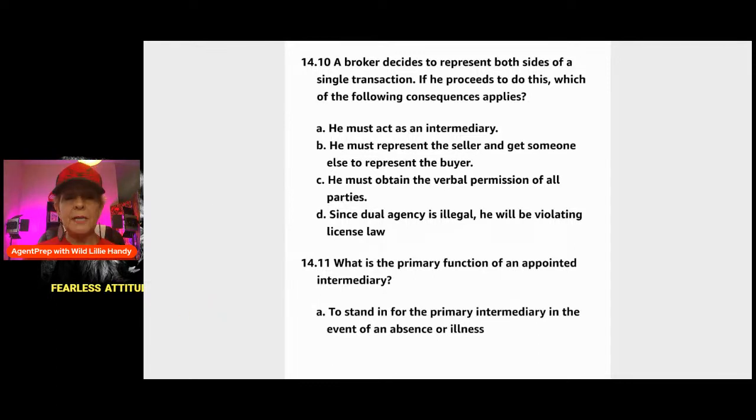A, they must act as an intermediary. Okay, remember, this is Texas. B, they must represent the seller and get someone else to represent the buyer. C, they must obtain the verbal permission of all parties. Or D, since dual agency is illegal, he will be violating license law. Which one is correct? A, B, C, or D?